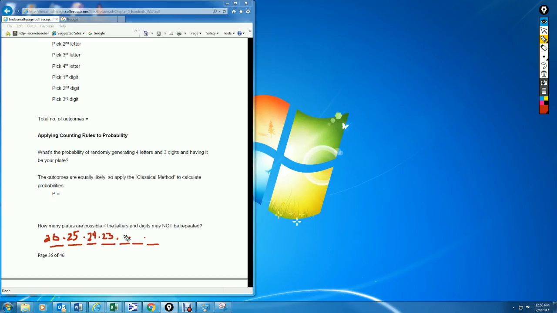And the same with the digits. 10 digits for the first one, but then I don't replace that one, so there's only 9 ways to pick the second and 8 ways to pick the third. Okay, so in this case, if you multiply them all out, I will just say this instead of writing it. It's 258,336,000 possible plates.